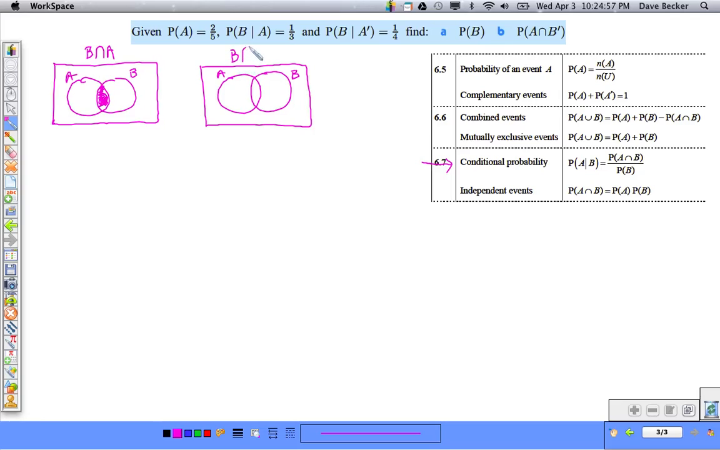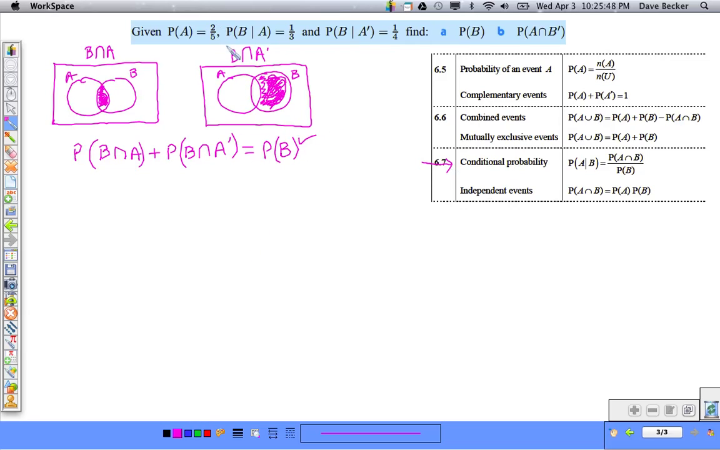And what does B intersect A prime look like? Well, what does that mean? That means the intersection of set B and everything that's not in A. So that's all of this right here. All this stuff. So that means that B intersect A plus B intersect A prime. If I take those two pieces together, I get B. This piece plus this piece gives me all of B. So the same is true for their probabilities. And that is the strategy I am going to use to find the probability of B.